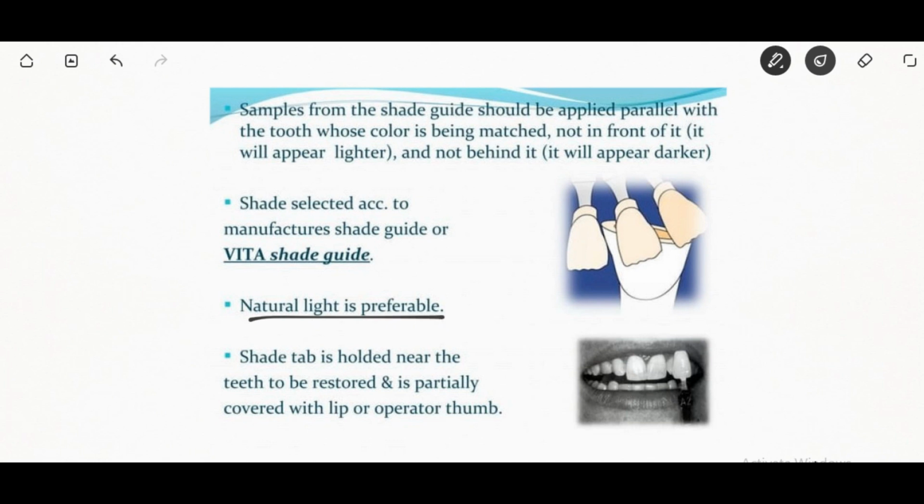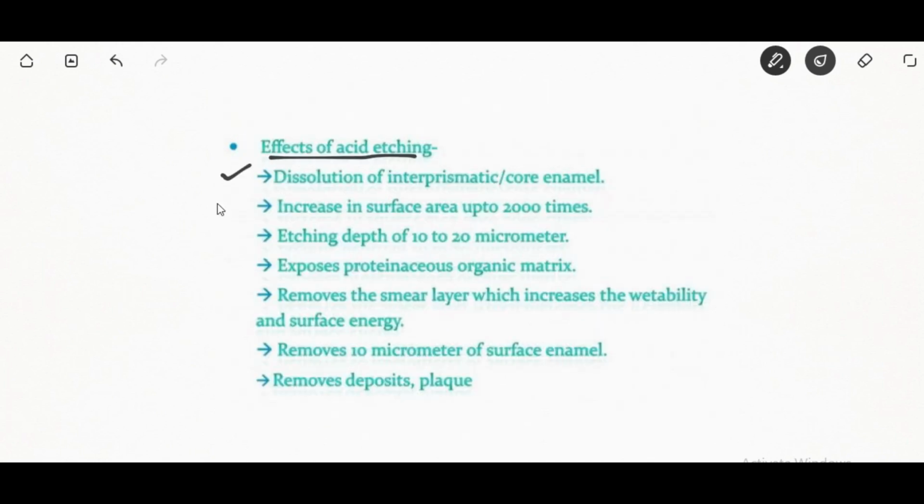What are the effects of acid etching? There will be dissolution of core enamel, and an increase in the surface area up to 2000 times. It reaches a depth of 10 to 20 micrometer. It exposes the proteinaceous organic matrix, removes the smear layer, which increases the wettability and surface area, and removes 10 micrometer of the surface enamel. It also removes the deposited plaque.